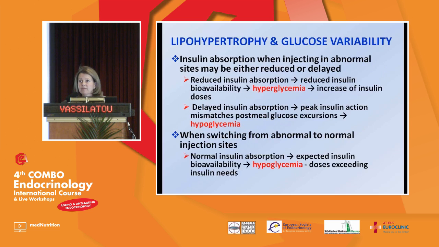And so to summarize the events relating lipohypertrophy with glucose variability, insulin absorption, when injected in abnormal sites, may be either reduced or delayed. Reduced insulin absorption is leading to reduced insulin bioavailability, thus leading to hyperglycemia and an increase of insulin doses. When insulin absorption is delayed, then peak insulin action mismatches post-meal glucose excursions, thus leading to hypoglycemia.